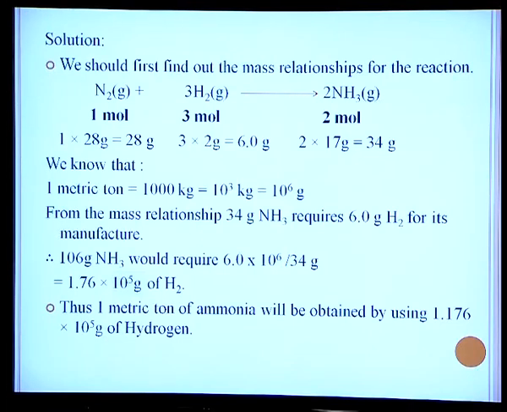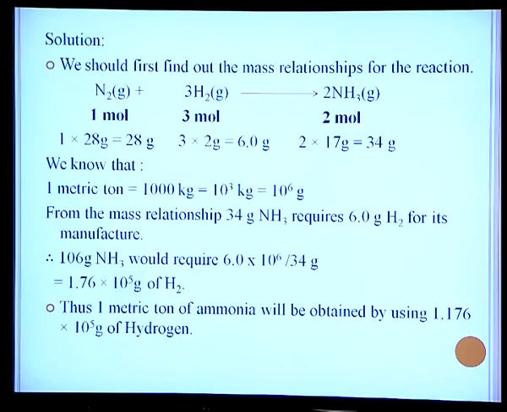From the mass relationship, 34 gram of ammonia requires 6 gram of hydrogen for its manufacture. So you can say 10 to the power 6 gram of ammonia would require 6.0 into 10 to the power 6 divided by 34 gram. So you get 1.76 into 10 to the power 5 gram of hydrogen. Thus, 1 metric ton of ammonia will be obtained by using 1.76 into 10 to the power 5 gram of hydrogen.